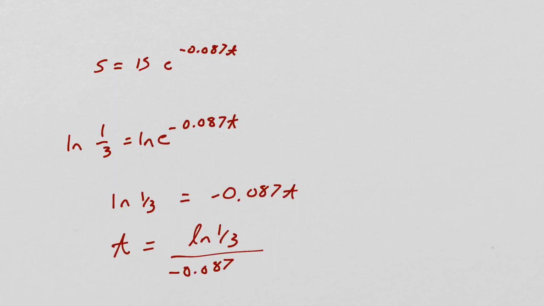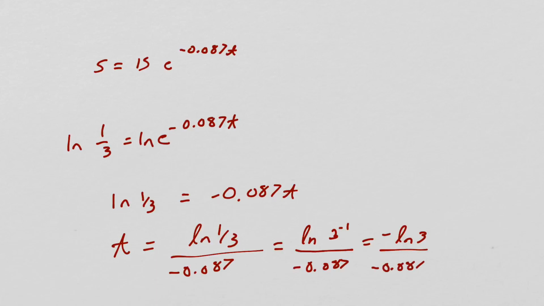We can remove the negative sign if we want, and the way we can do this is that the natural log of 1 over 3 is equivalent to the natural log of 3 raised to the negative 1, divided by negative 0.087. Pulling our negative exponent out, we get the natural log of 3 with the negative in front, divided by the negative 0.087, which is then equal to the natural log of 3 divided by 0.087. Plugging this into a calculator, we get that this is approximately equal to about 12.63 days.